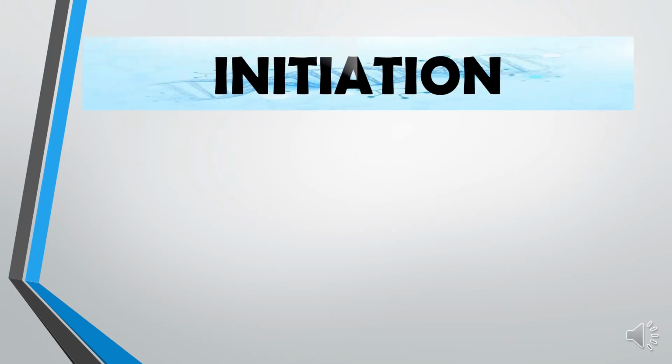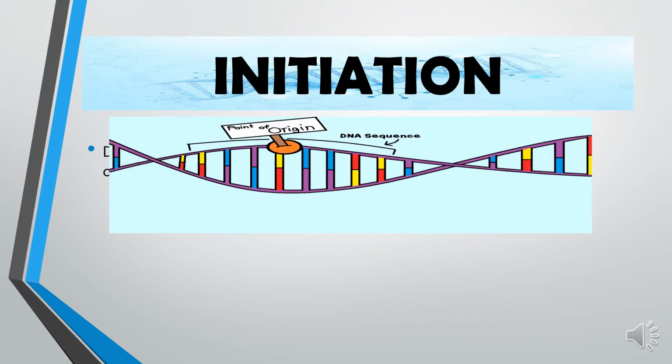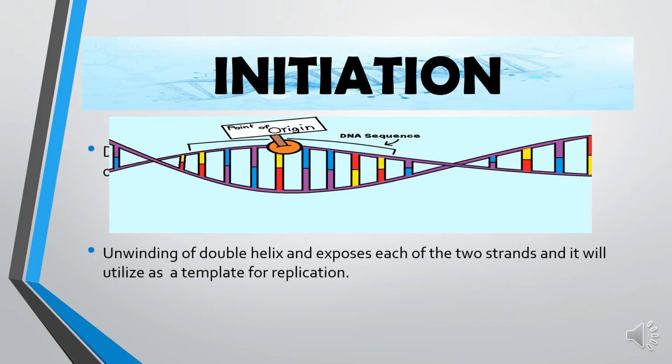So the first stage in replication is the initiation, from the root word initiate, or the act of starting something or the beginning. Here, DNA synthesis is initiated at particular points within the DNA strand called origins, which are targeted by the initiator protein, which then recruits more proteins to aid the replication process. The double helix unwinds and exposes each of the two strands, which will be utilized as a template for replication.